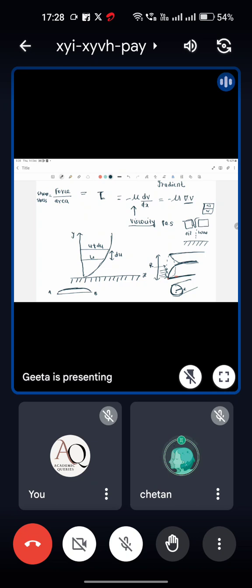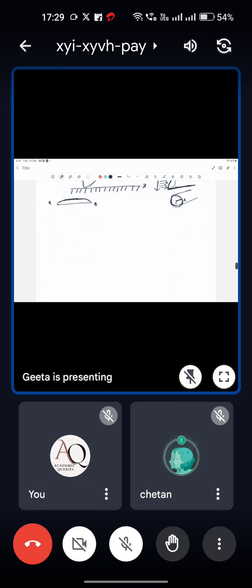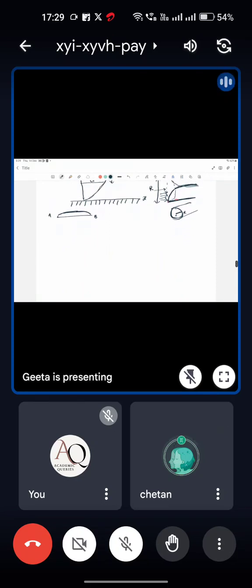In fluid mechanics, that's why we have to consider a velocity gradient. And viscosity is a proportionality constant. So now we come towards the types of fluids. These types of fluids are considered based on this viscosity.